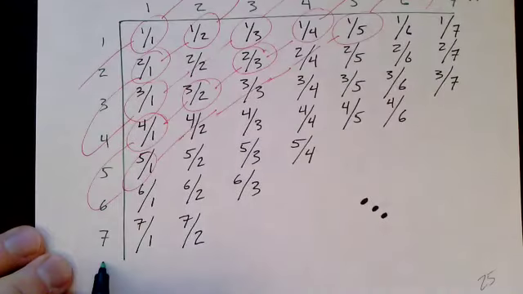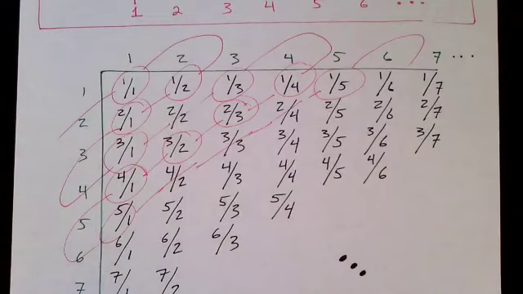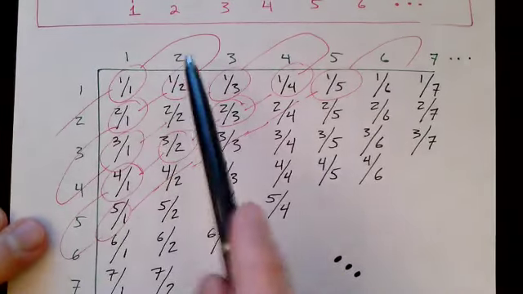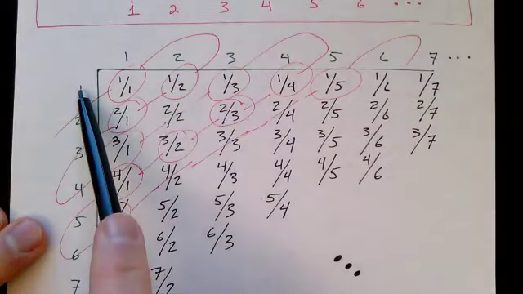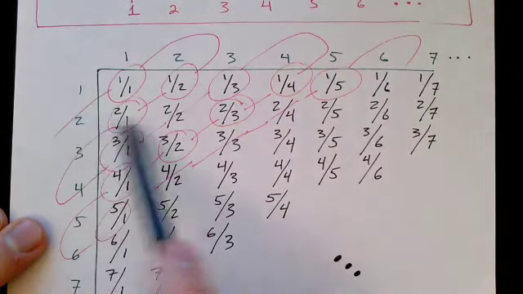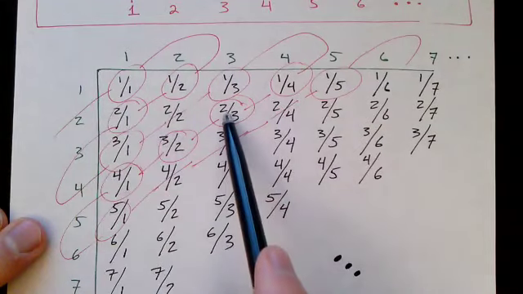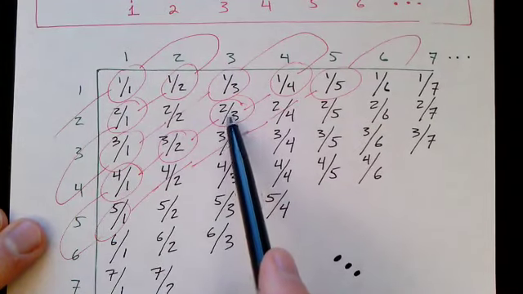And down here, at every point in the table, I've taken the row number and divided it by the column number. So row 2, column 3 is 2 divided by 3, or 2/3.